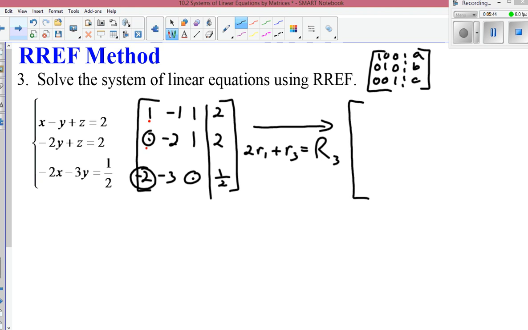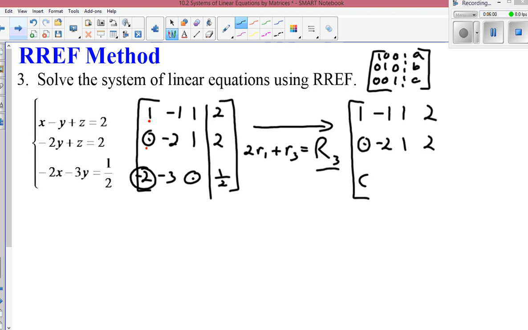So my row 3 is the only one that's changing. So the 1, negative 1, 1, 2 is going to be the same. 0, negative 2, 1, 2 is going to be the same. But my row 3 is what's changing. So I'm doing 2 times my first row plus my third row.